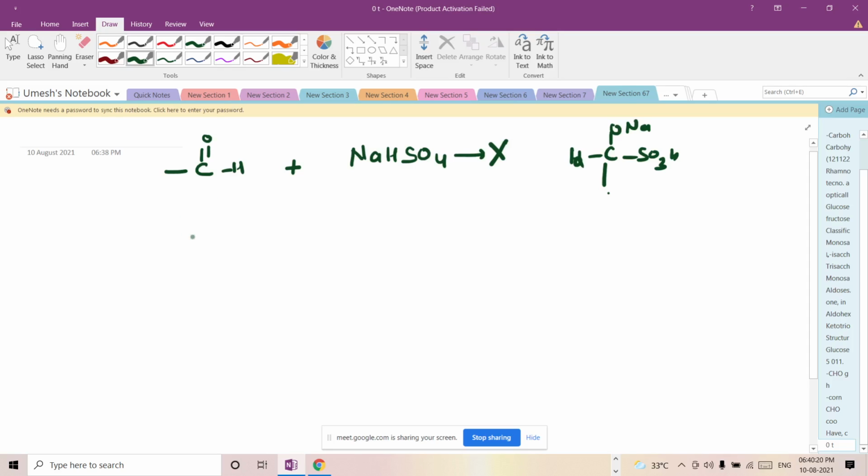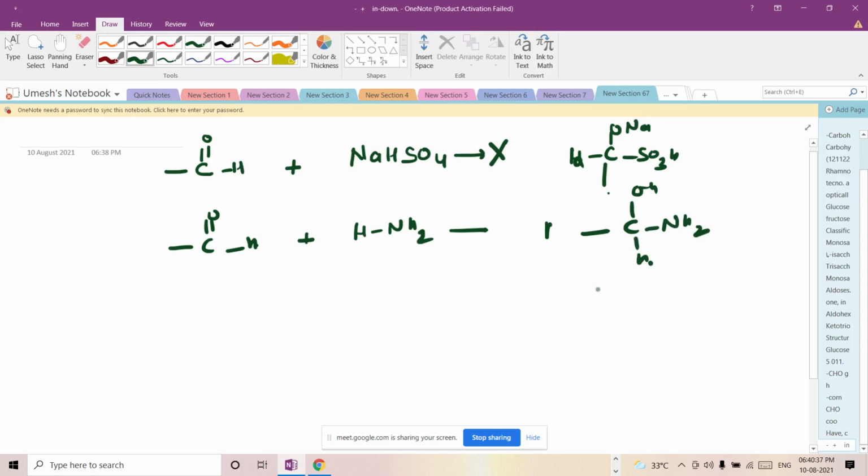Another test: an aldehyde reacts with ammonia, NH3, and forms a compound with C, OH and NH2. But the glucose molecule does not give this test. The remaining part of glucose is there; I'm drawing the whole structure here. Glucose does not react with ammonia.